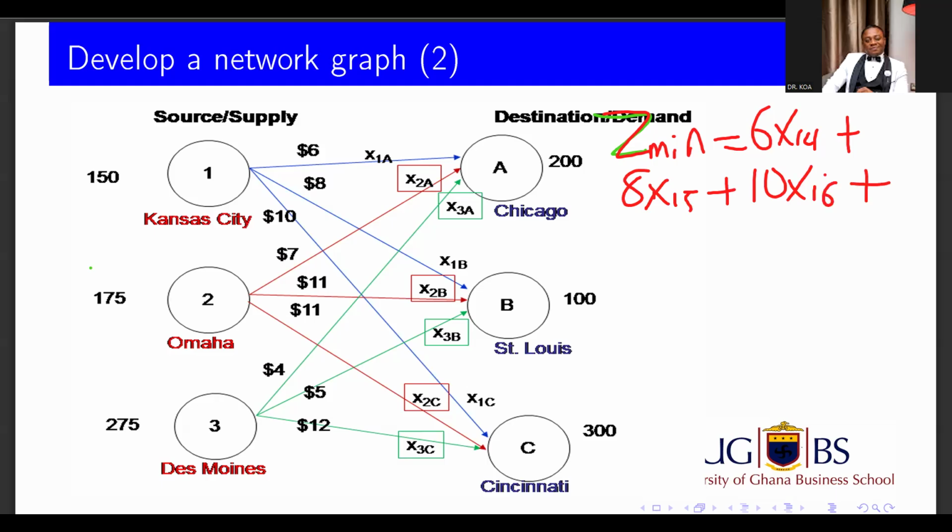Jerry, are you continuing or should I continue? Jerry, continue. Plus 7x24 plus 11x25 plus 11x26. Okay. Eugene, continue.